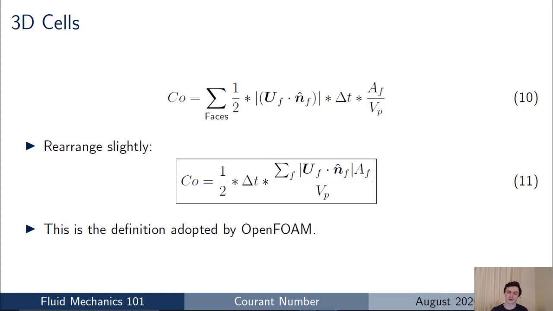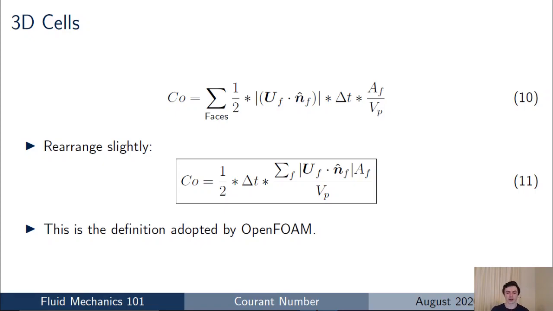So bring the factor of a half and the time step out of the summation, and that allows us to arrive at equation 11. And equation 11 is actually identical to the equation and the definition that's used by OpenFOAM, and is probably the definition used by the majority of other CFD codes. But of course, it's difficult to actually find out what definition they use because we can't see the source code.